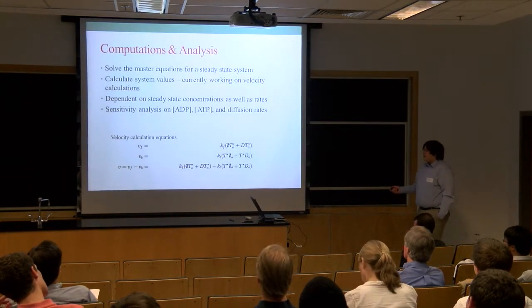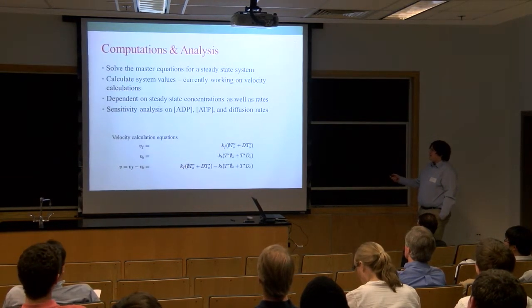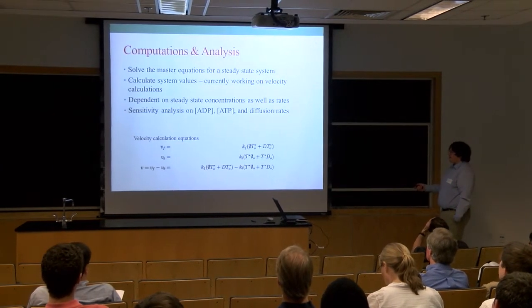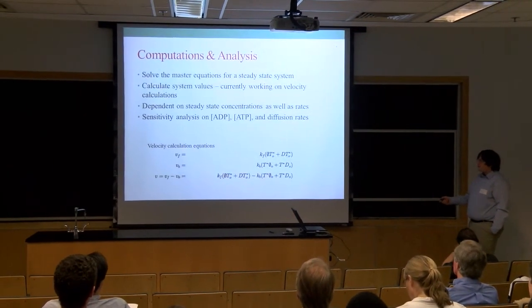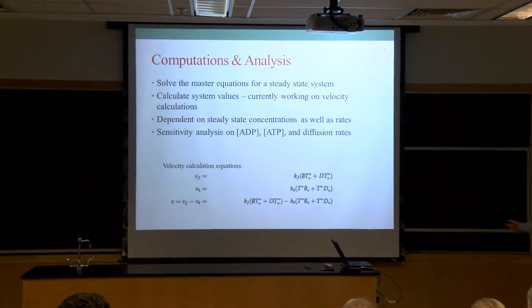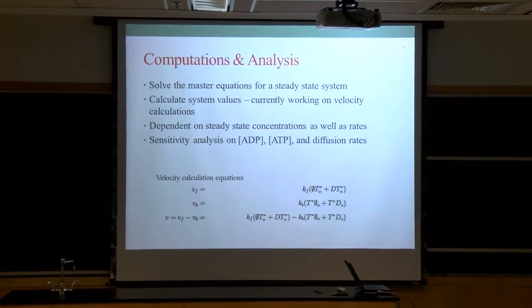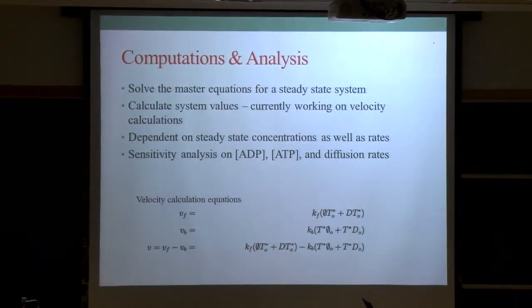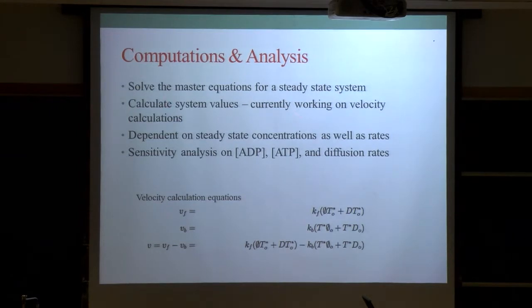And using computations, we solve these master equations, you get a steady state system, you get your probabilities of being in each state, and we normalize them. So they're just arbitrary probabilities. You can calculate different system values. I was talking about how it walks, and right now we're working on velocity calculations.